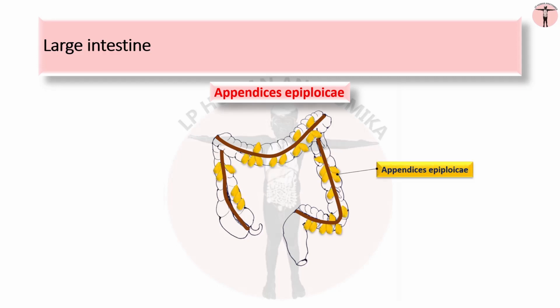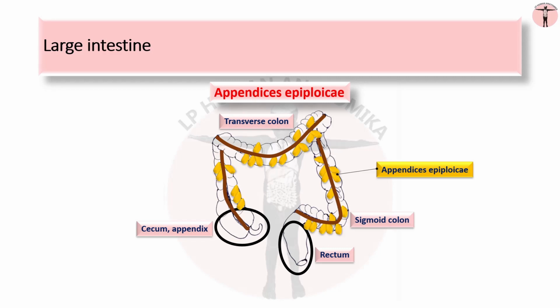Appendices epiploicae are small bags or pouches of visceral peritoneum containing fat attached to the taenia. They are present in entire large gut except cecum, appendix, and rectum. They are more numerous in transverse and sigmoid colon. They usually project between taenia libera and taenia mesocolica.